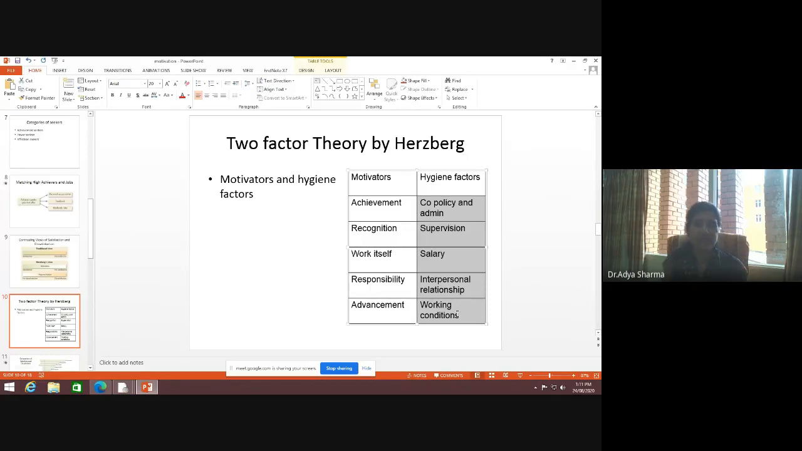Look at it. They are company policy and administration, your supervision. Salary is a basic need. Salary is not a motivator. Interpersonal relationship, working conditions. If these are not there, then we cannot motivate the employees. Why? Because they have not even hit the neutral place. And that is why these are called hygiene factors.